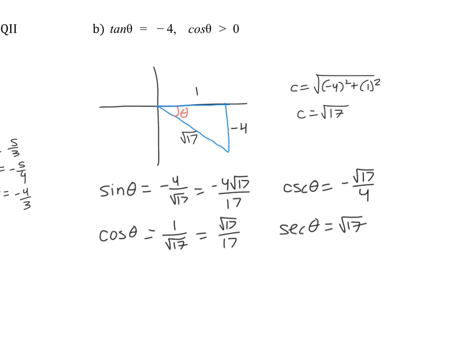And last, tangent we are given. So the reciprocal of that is negative 1 over 4. And there you have it.